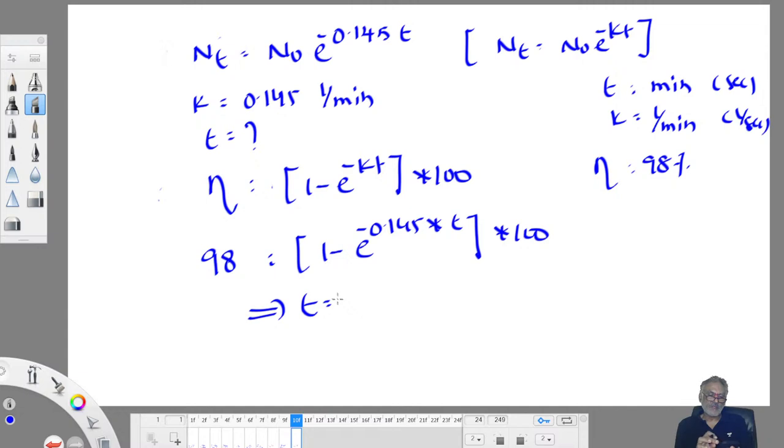So work it out. It is 98 by 100 minus 1, divided by 0.145. The t value I got is 26.97 minutes for 98%.